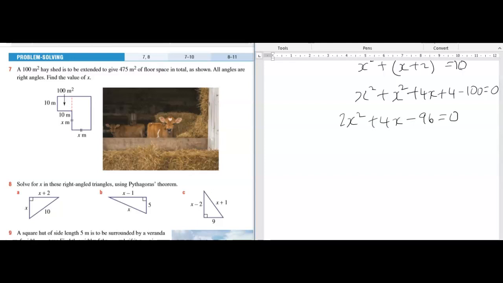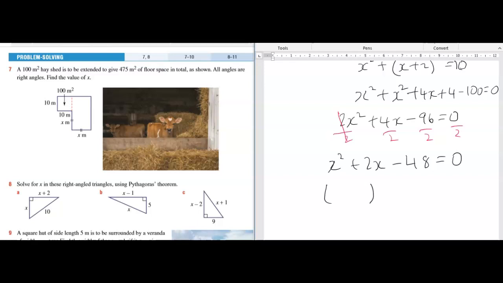Now the easiest thing to do is to get rid of this 2. So if we divide everything by 2, remember every term has to be divided by 2. Don't forget the 4x and the 96. So now we've got x squared plus 2x minus 48 equals 0. 0 divided by 2 is just 0.